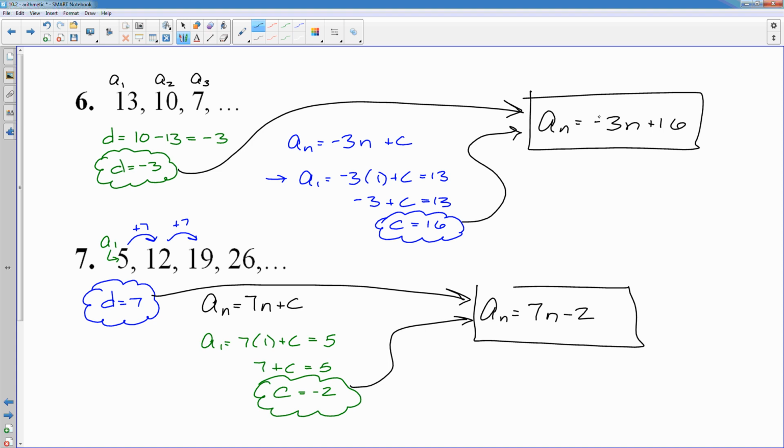And you notice those do look like lines. It's kind of like slope-intercept form, mx plus b, except we have n's instead of x's, where your common difference is the slope of that line. So that's what we actually end up with in an arithmetic sequence.